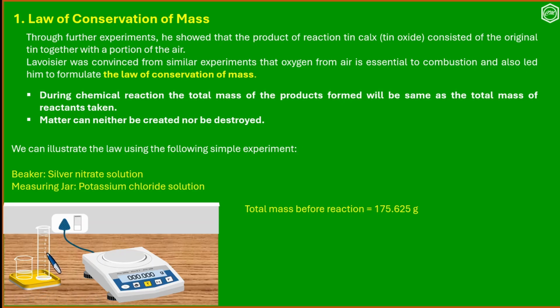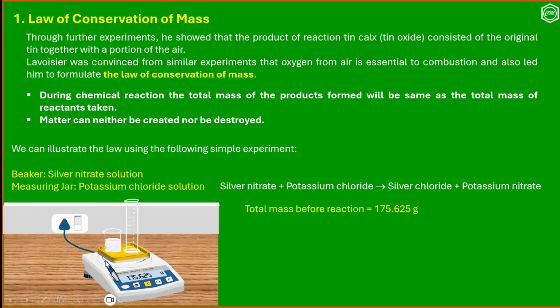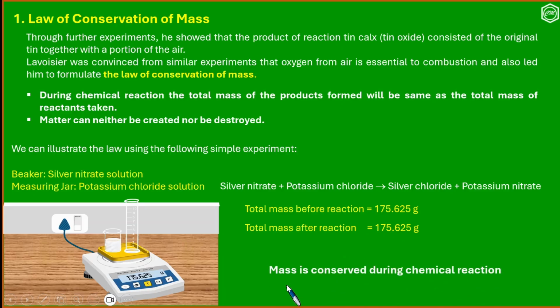I am pouring potassium chloride solution into the silver nitrate solution. A reaction has occurred. Silver nitrate reacted with potassium chloride giving silver chloride and potassium nitrate, and the silver chloride appears as the white precipitate. Now again I am taking the total mass, and the total mass is exactly the same as that taken earlier, 175.625 gram. That is, mass is conserved during chemical reaction.